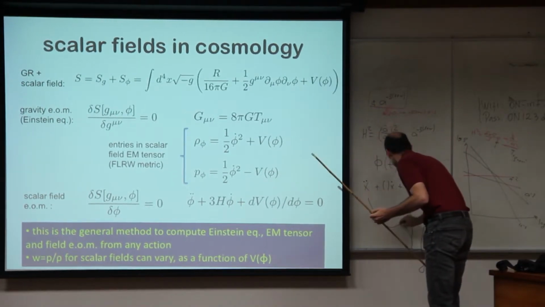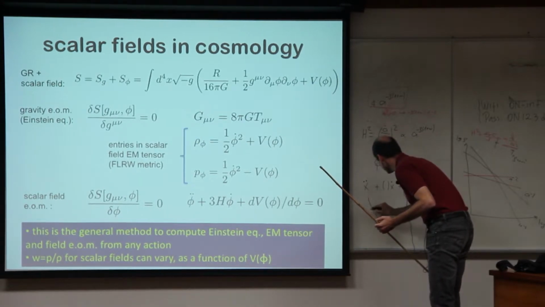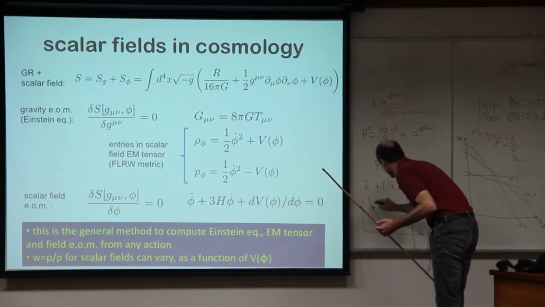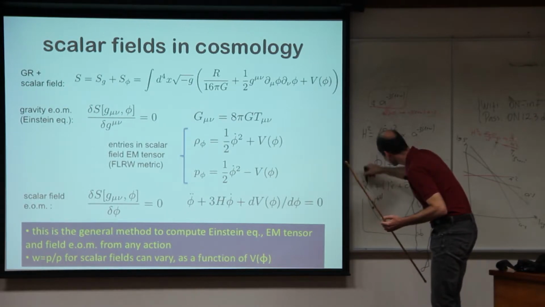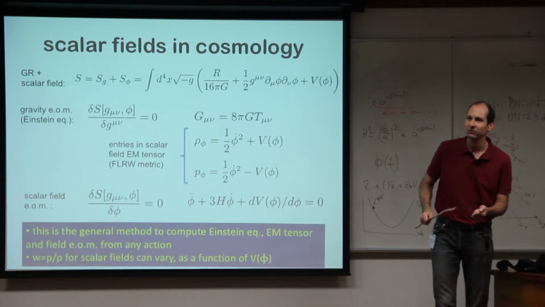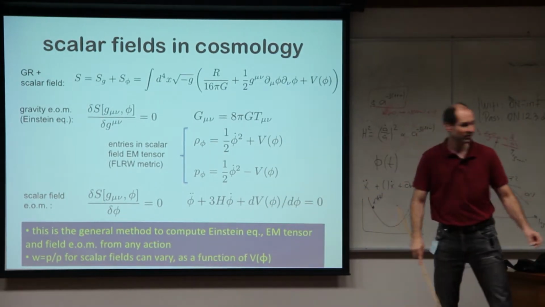And so if you have some potential v, this is v, this is phi, and you have your phi of t here, phi of t will just roll down the potential like any self-respecting particle would. So that's what this equation tells us.